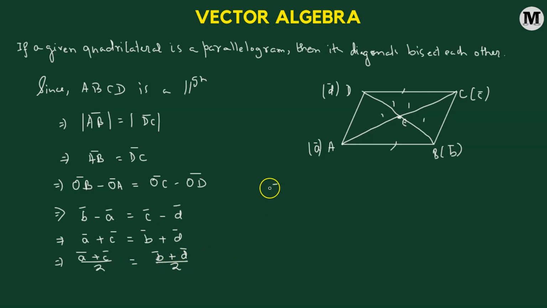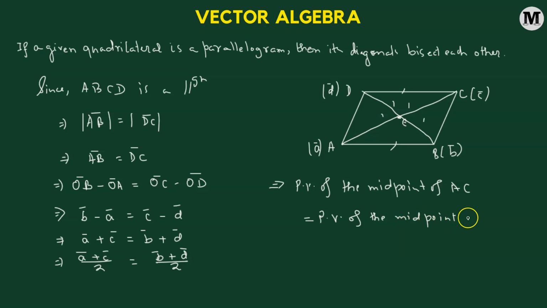Now this particular equation tells us that the position vector of the midpoint of AC is exactly equal to the position vector of the midpoint of BD, which tells us that the diagonals are bisecting each other. This means that the diagonals of the parallelogram bisect each other, and that's what we were asked to show, that if a given quadrilateral is a parallelogram, then its diagonals bisect each other. So we've successfully shown that as well.